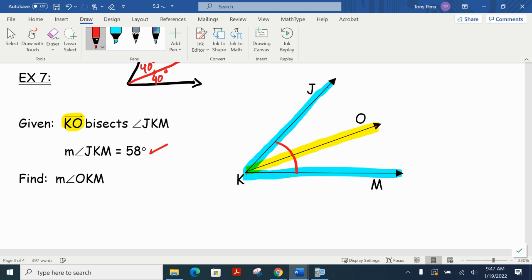Good. So OKM is this angle right here. This would have to be 29 degrees. What would this angle here have to be? Good. The yellow ray is cutting the big blue one in half. So if the full thing is 58 and this cuts it in half, each of those has to be 29 degrees. And that's all this was asking you for, the measure of one of those angles. Okay, so that's an angle bisector. It just cuts the angle right in half.